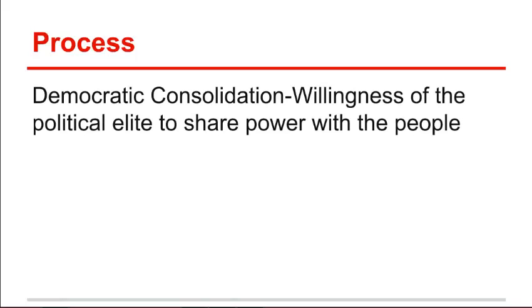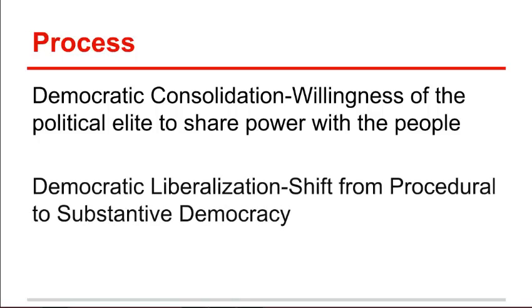Okay, how democratization takes place is a very key process. First of all, there's democratic consolidation, which is a willingness of the political elite to share power with the people. Basically, it's a transition between authoritarian regimes and illiberal democracies. Then, there's the idea of democratic liberalization, which is a shift from illiberal or procedural democracies to substantive or liberal democracies.